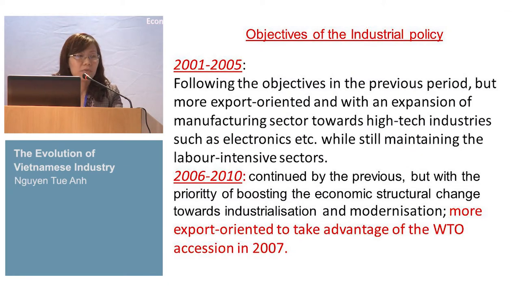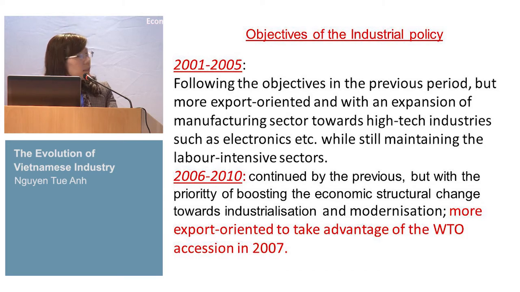Now, for the next period from 2001 to 2005, the objective of the industrial policy followed the one implemented in the previous period, but more export-oriented, with an expansion of the manufacturing sector towards high-tech industries such as electronics, while still maintaining the labor-intensive sector. I think in this period, the Vietnam-USA bilateral trade agreement, the BTA, had a certain impact on the Vietnam economy, and also on industrial development here.